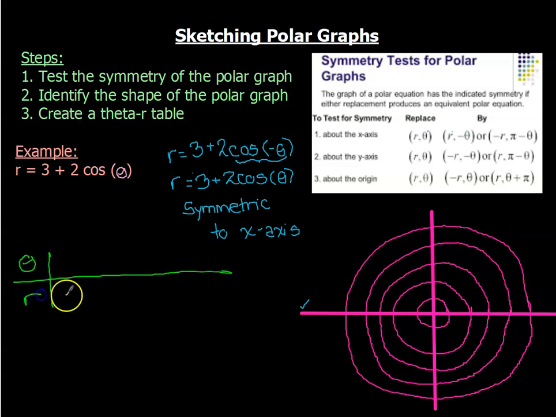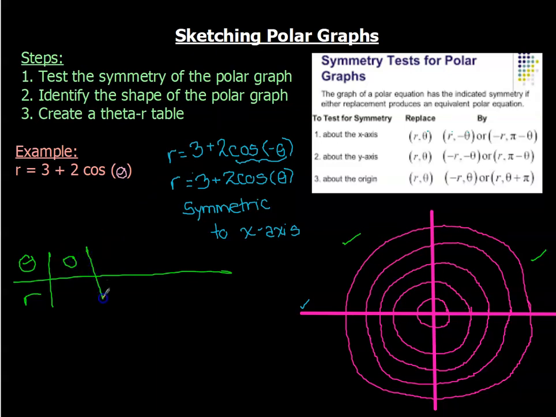So starting off, I just want you to remember that this is symmetric with respect to the x-axis. For that reason, I'm only going to pick angles from quadrants 1 and 2. Why? Because since it's symmetric, whatever quadrants 1 and 2 look like, I know quadrants 3 and 4 will look the exact same way. So that's taking away half your work here. Some angles I'll pick out from the unit circle.